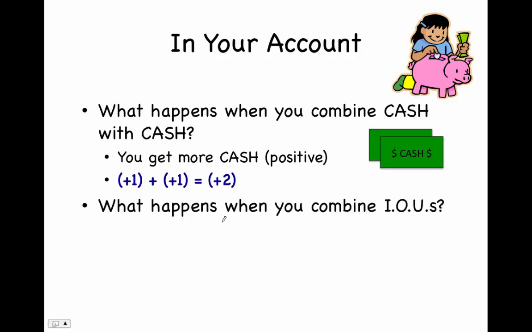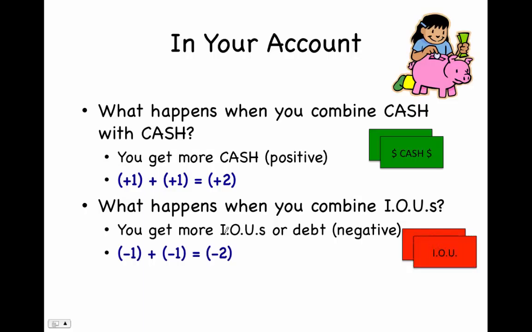Now what happens when you combine IOUs, or bills? You get more IOUs, or debt. Okay, you end up being more negative. So we can say $1 I owe plus another dollar I owe means I end up owing $2. So negative 1 plus negative 1 equals negative 2. And that should also make sense. You add things that are alike, you get more of whatever that is.